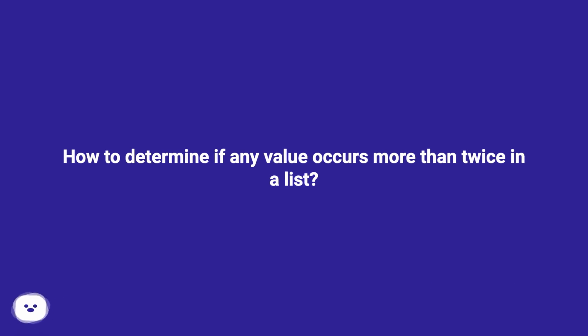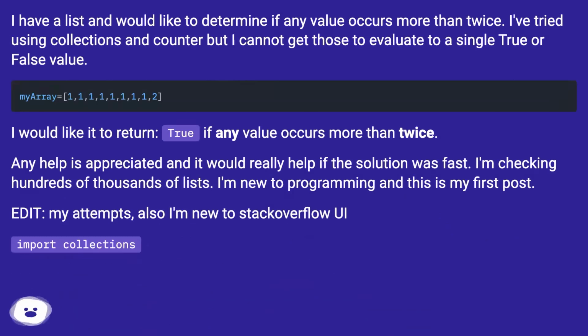How to determine if any value occurs more than twice in a list. I have a list and would like to determine if any value occurs more than twice. I've tried using collections and Counter, but I cannot get those to evaluate to a single true or false value. I would like it to return true if any value occurs more than twice.